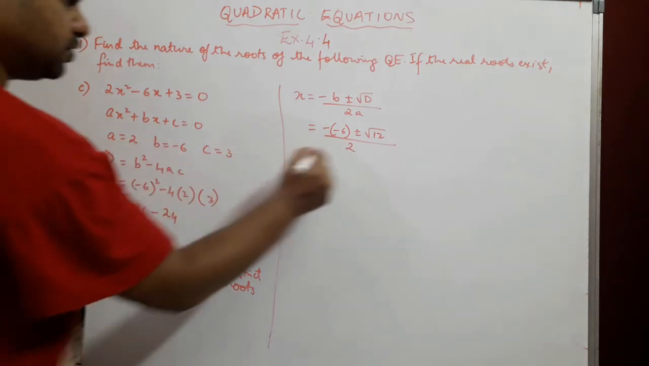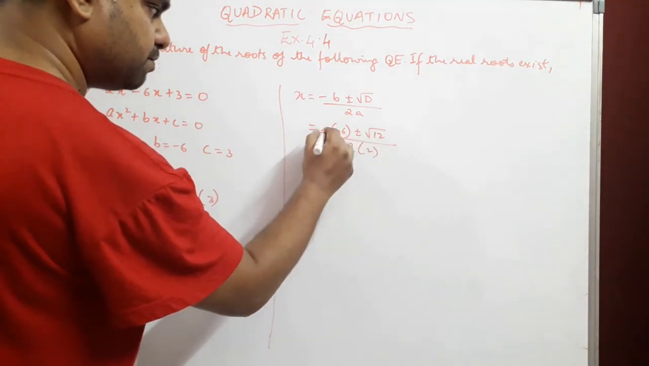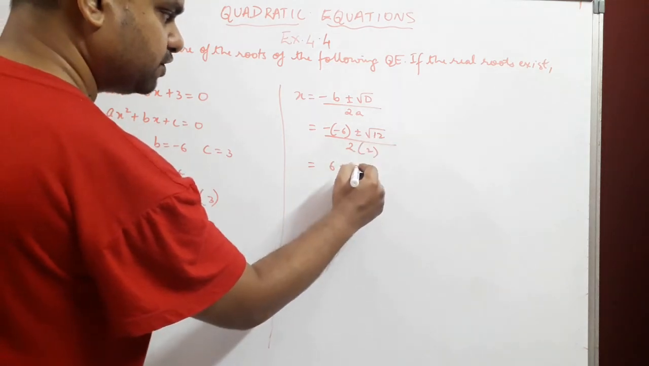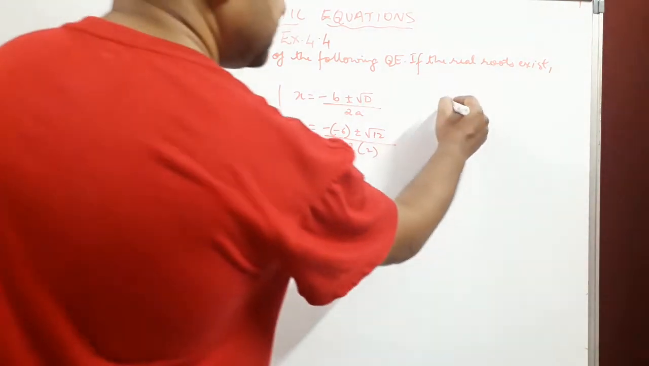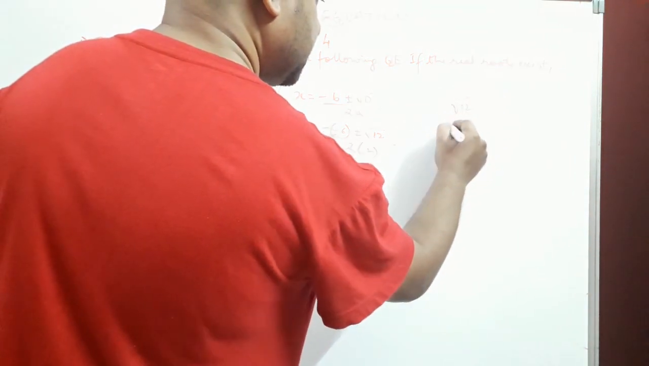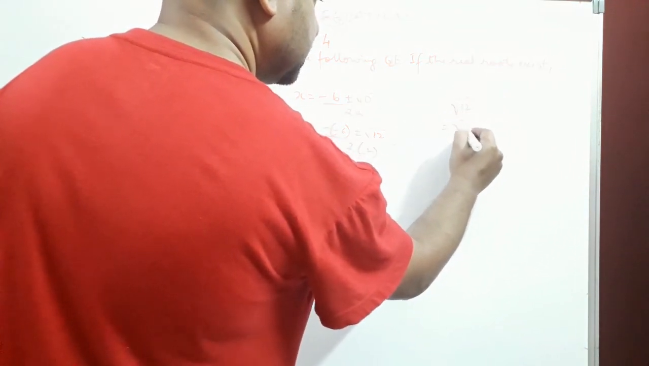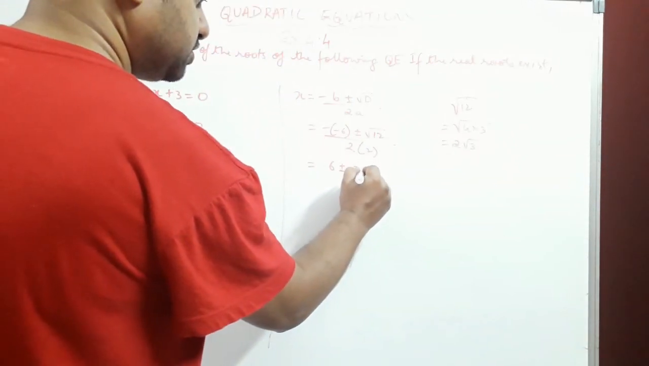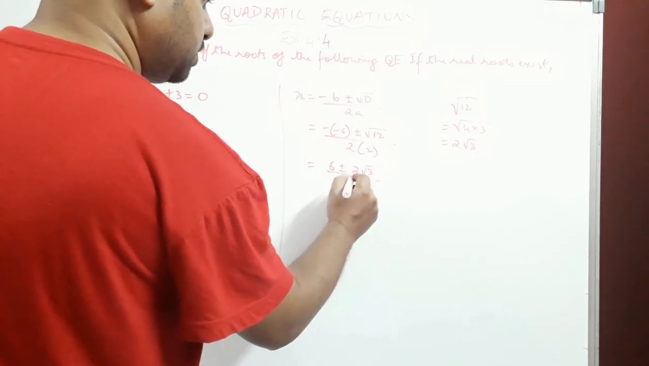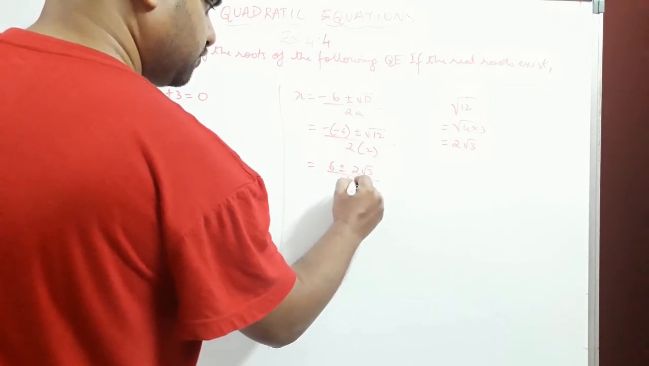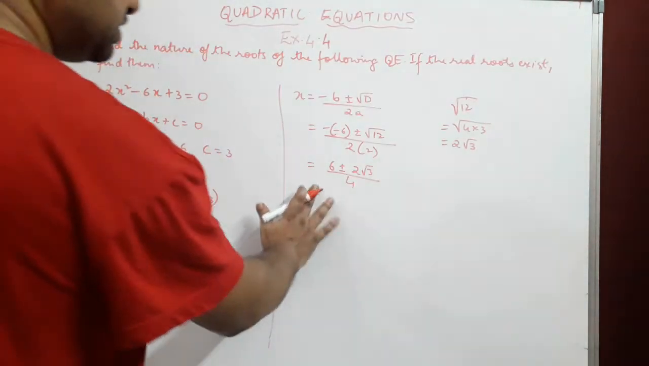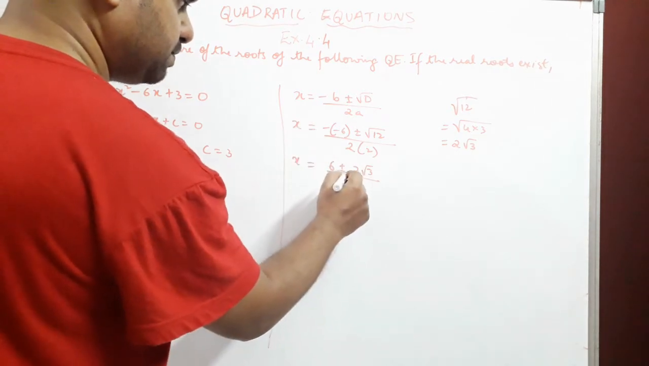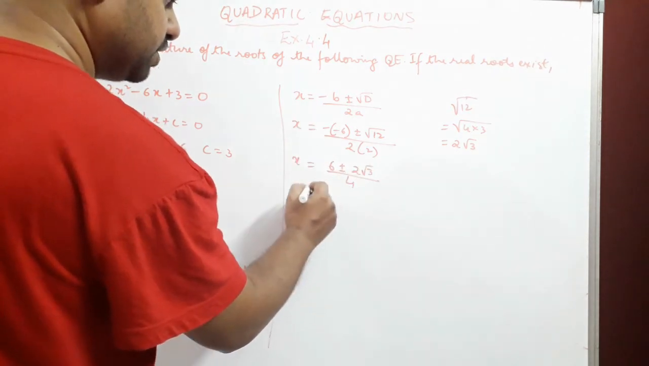a is 2. We can minus and minus will give us plus 6 plus or minus. Now square root of 12, I'll just solve it separately. Square root of 12 can be written as square root of 4 into 3. Square root of 4 is 2, so we can write this as 2 root 3. This can be written as 2 root 3 upon 2 into 2 is 4. So this is what we get, x equals, I'll put this over here, 6 plus or minus 2 root 3 upon 4.